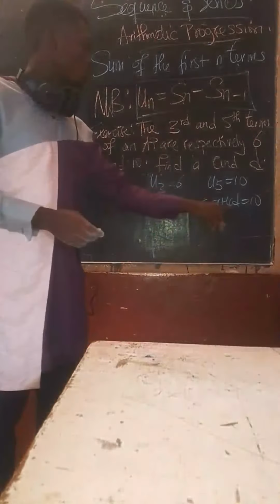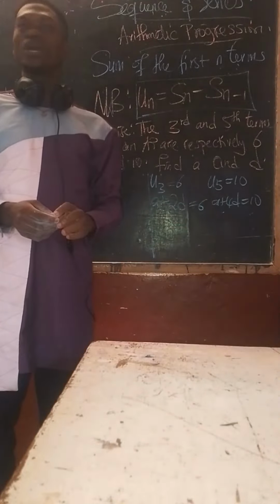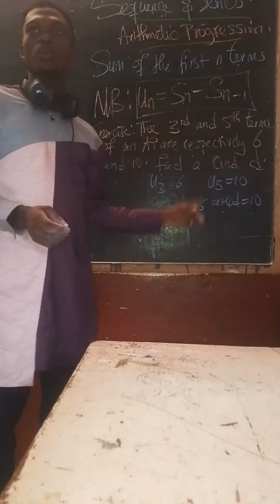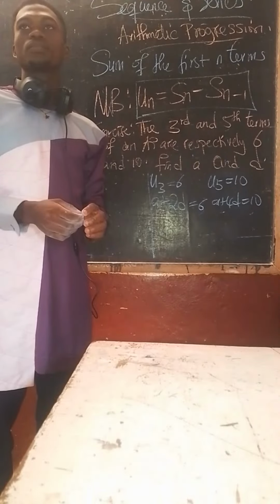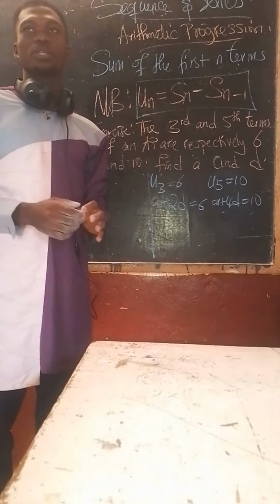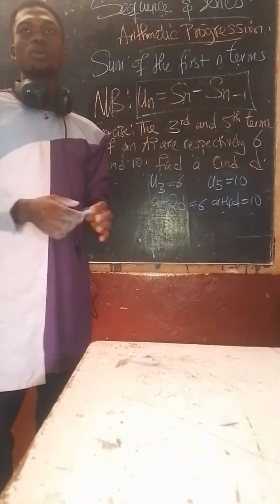At this point, we have 2 equations to solve at the same time for 2 variables. In Form 3, you were running away from simultaneous equations. Now you have to be a custom officer.